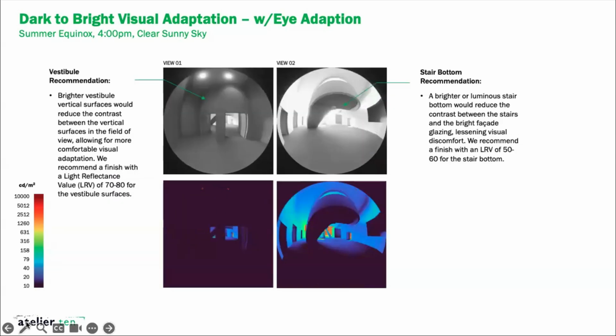Again, we then suggested very simple recommendations as the vestibule walls were very dark in terms of reflectance, so we asked them to increase it as one method. The other method, which is similar to the previous recommendation, is to just increase the reflectance of the bottom of the stair, because that seems to be a common theme in creating a contrast between surfaces within the field of view in either direction.